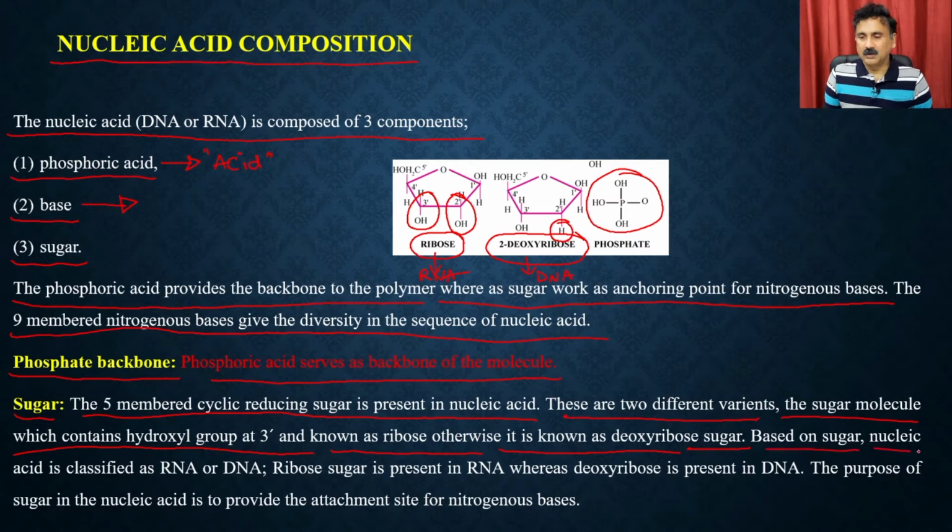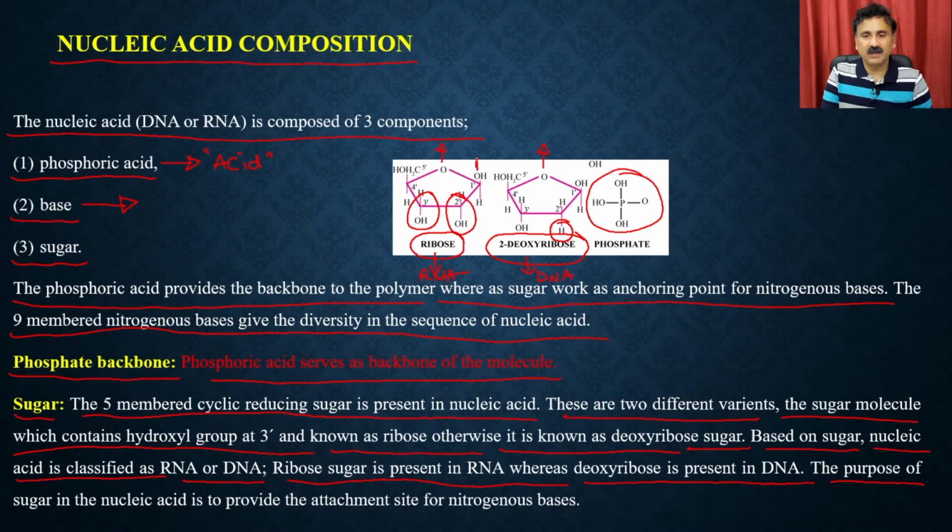Based on the sugar, the nucleic acid is classified as RNA or DNA. The ribose sugar is present in RNA, whereas the deoxyribose is present in DNA. The purpose of the sugar in the nucleic acid is to provide the attachment point for the nitrogenous bases. So whether it is a ribose sugar or the deoxyribose sugar, the purpose of the sugar molecule is that it is going to provide the attachment point for the nitrogenous bases.